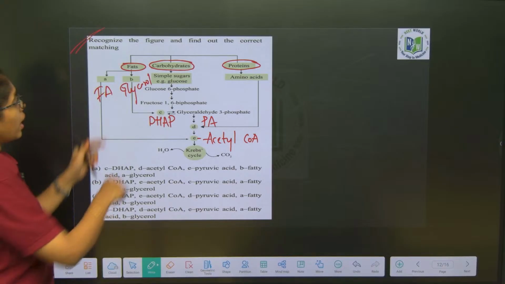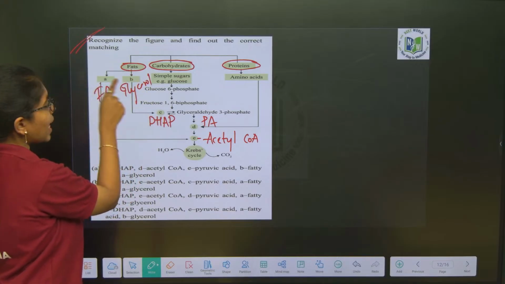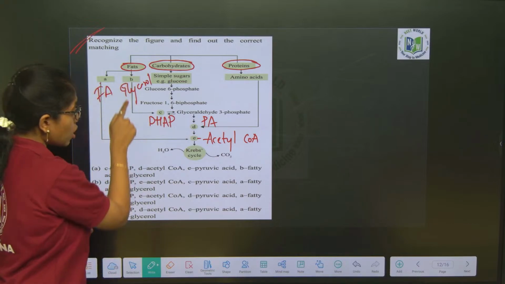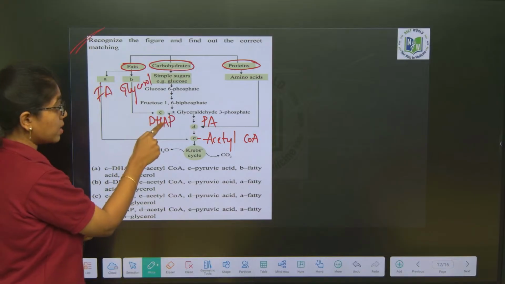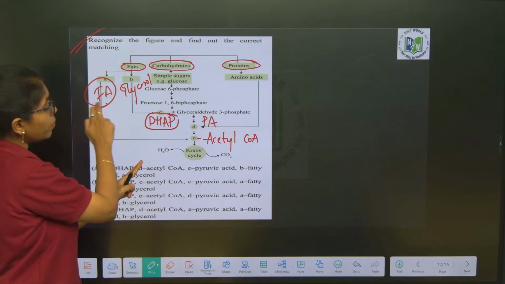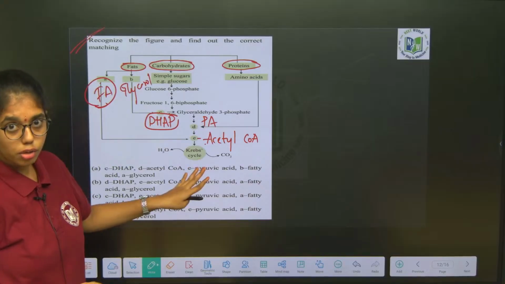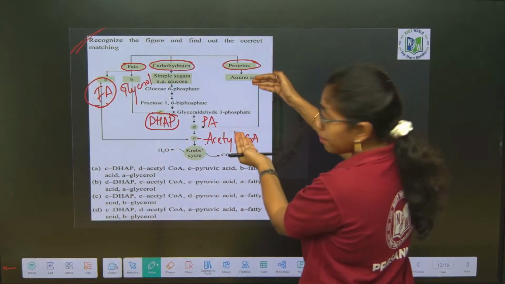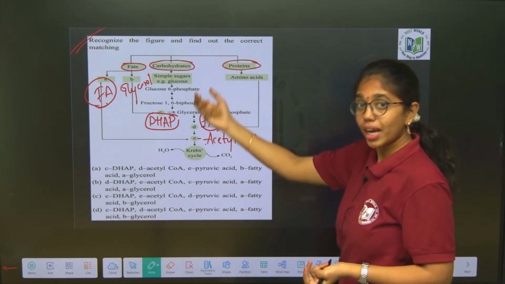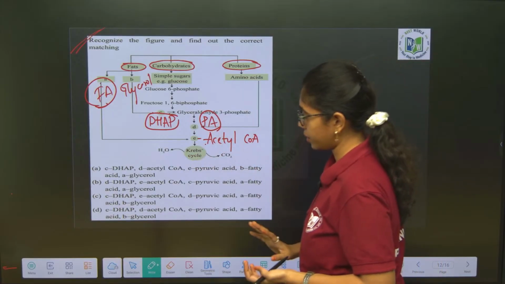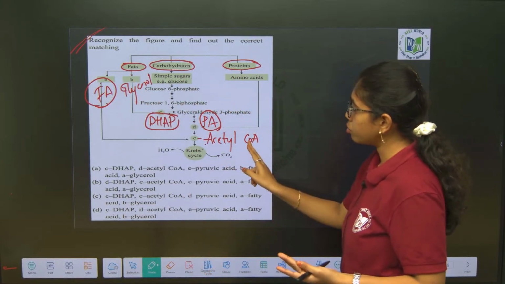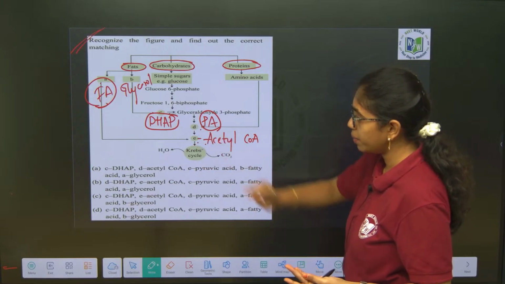Fats will be oxidized to what? Fatty acids and glycerol. Glycerol will enter the intermediate step of glycolysis as DHAP. Till here it is clear, no? And fatty acids will be entering as acetyl-CoA. This is also fine right now. Proteins to amino acids will be deaminated and will join the aerobic respiratory pathway as pyruvic acid. So here A is fatty acids, B is glycerol, E will be acetyl-CoA and D will be pyruvic acid.